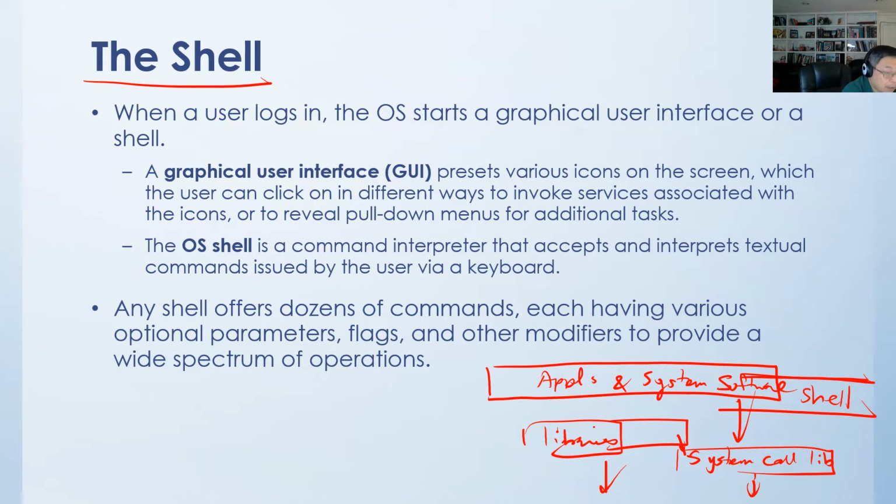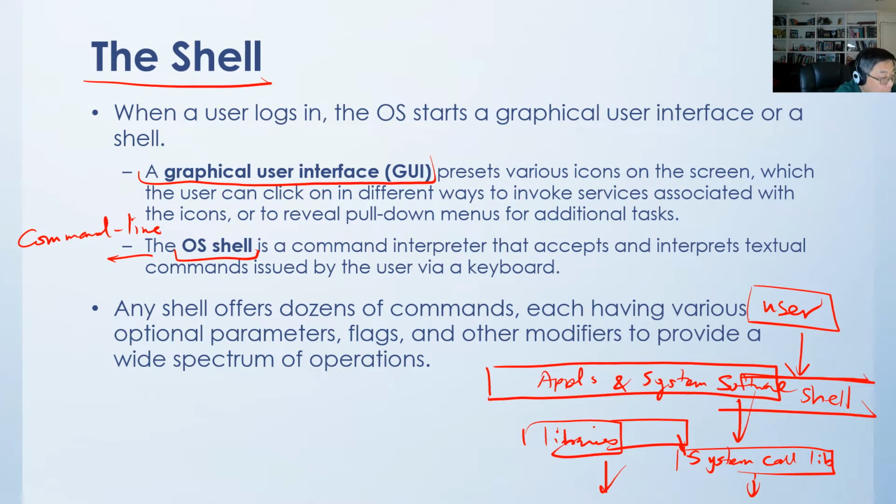Now, when a user tries to use the computer system, to operate using the operating system, the first thing you're going to see is the shell. So the shell basically hides all the details of the various functionalities of the computer operating system, as well as the hardware. There are two types of shell. One is the graphical user interface. The other one is the OS shell, sometimes called the command line interface.